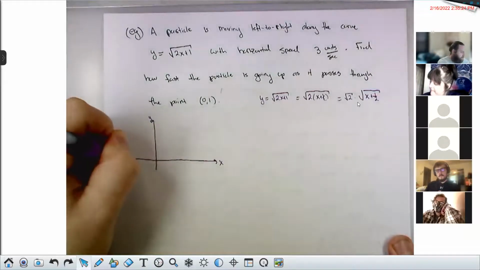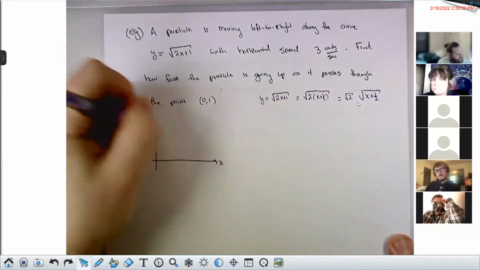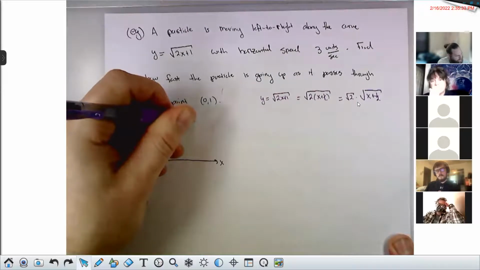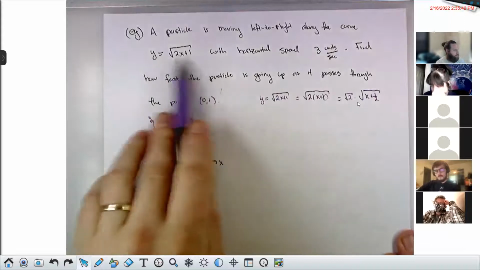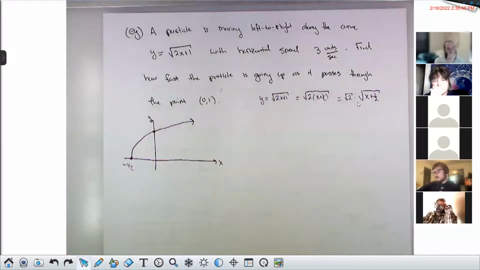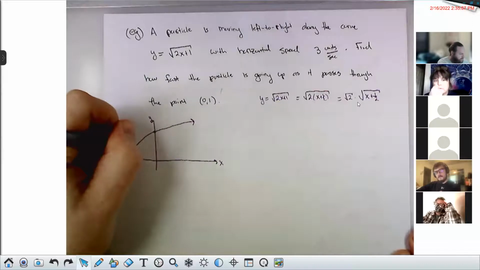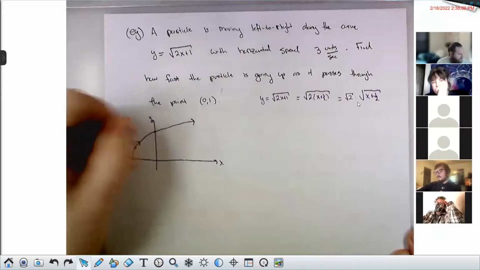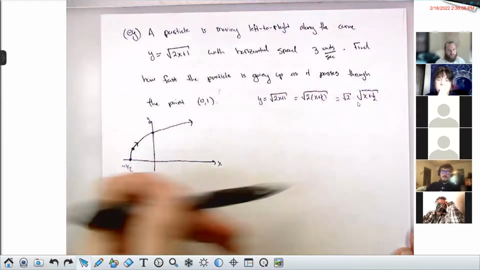So what I'm going to do is come over here, label this as -1/2, and then draw my typical square root function shape, the top half of a sideways parabola. When you plug 0 in for x, you do get 1 out for y. So this point right here is (0, 1). And the idea is that this particle is stuck along this track, and it's moving along that track such that the horizontal speed is constant.